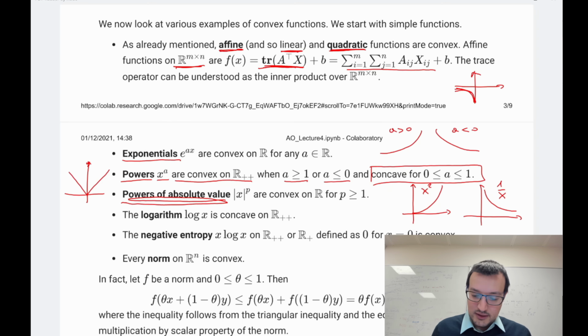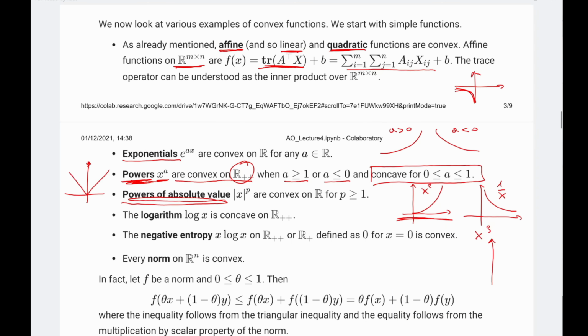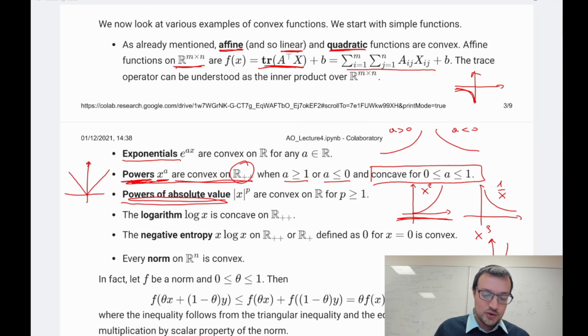Actually, going back for one moment to this case, of course, also x squared for all R is convex. So this is not telling us that a power of x to the a is not convex on something that is not R++. Of course it is. It's just that if we consider x cubed, then x cubed, which behaves in this way, is not convex on all of R, but it's still convex on R++. That's why we have this condition here. So I just wanted to clarify that.